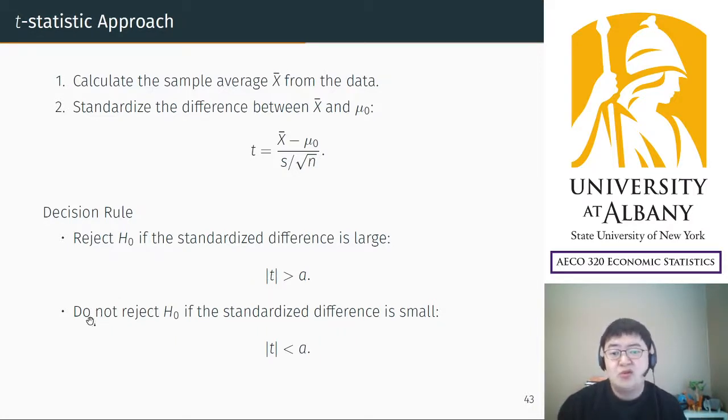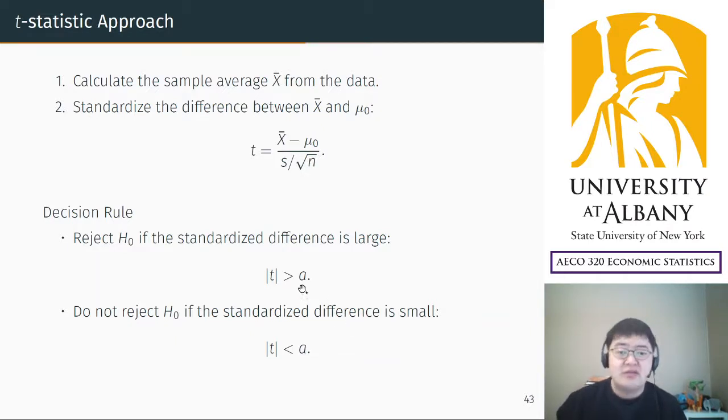And then automatically non-rejection happens. You don't reject when the difference is not that large, small enough, or close enough to 0. So the absolute value of t is smaller than a, which is equivalent to saying that the t statistic is in between plus minus a, right? So absolute value smaller than a is implied by lying between plus minus a.